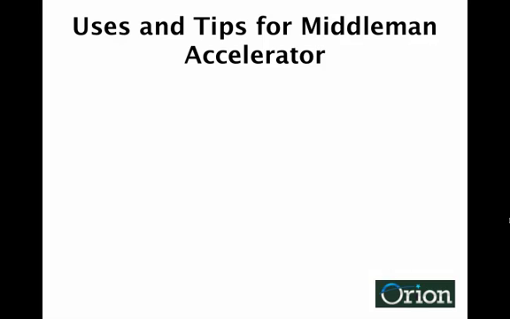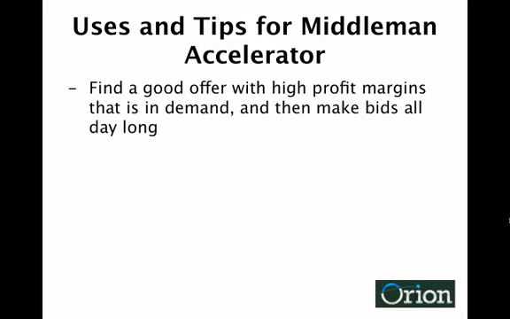So here's some uses and tips for Middleman Accelerator. You can find a good offer with high profit margins that is in demand and then make bids all day long. Again, the most important part is finding an actual offer that you can sell where you're making a lot of money off it, has a high profit margin, and you can either outsource it for cheap or do a lot of the work really fast. Then all you have to do is say, hey, if it costs me $20 to do, maybe I can start making bids for $100, $200, $300 or more, and just make those kinds of bids all day long.